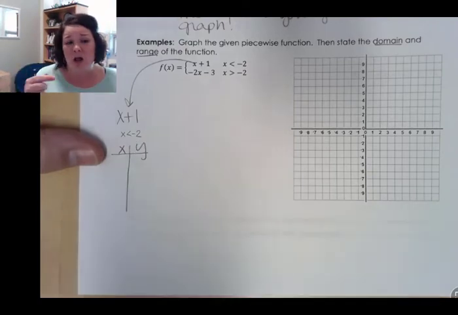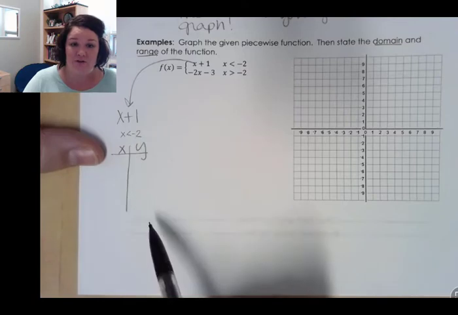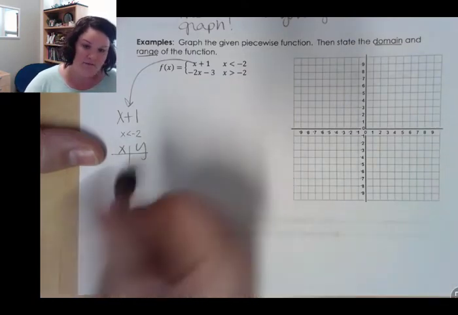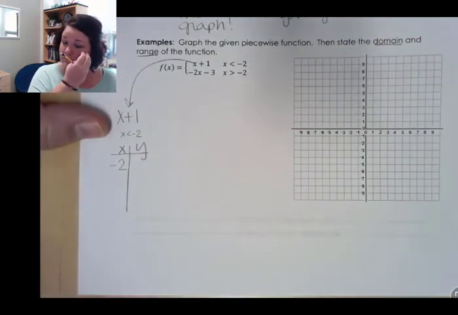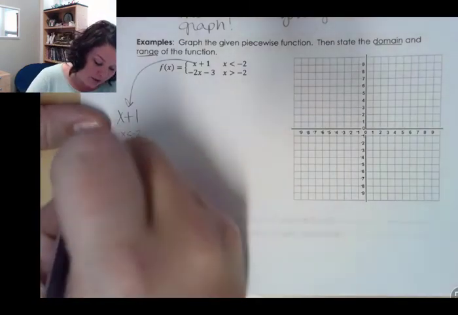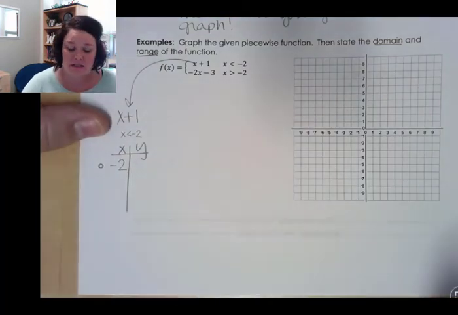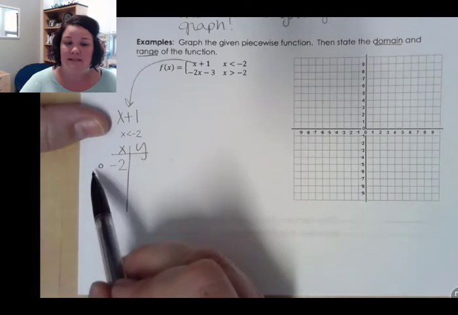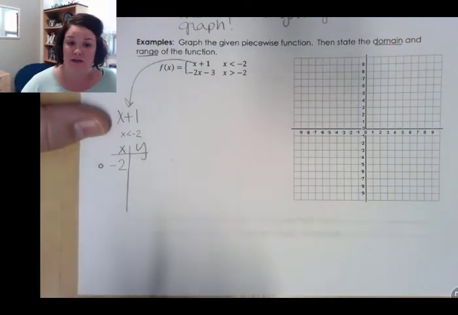Now, I want to make smaller numbers, but I know this piece is going to stop at -2. Even though it doesn't have an equal to bar, it stops at -2, so I'm going to make sure I include -2 on my table. I'm going to put an open circle here so that when I graph it, I don't include it because it's not included in this piece, but I still need to mark where it would be so I can get infinitely close to -2.